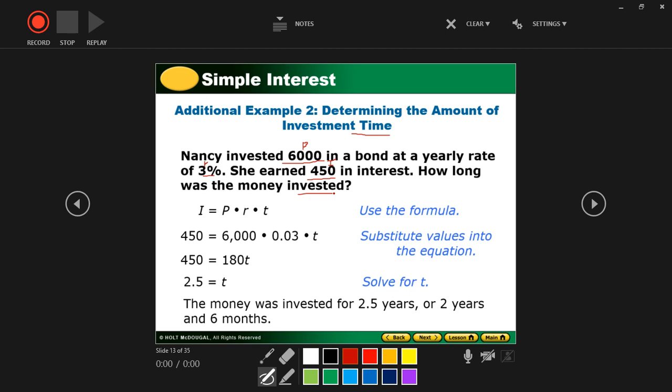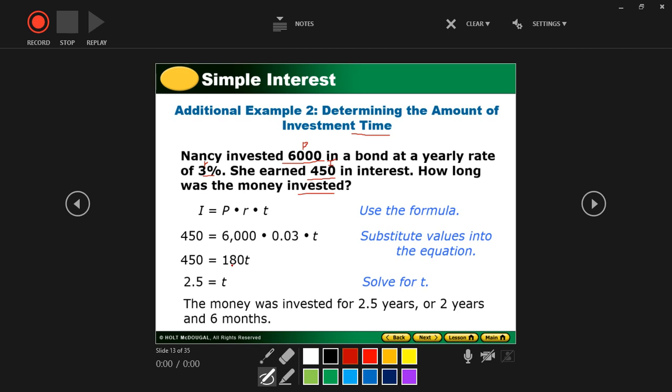So, same gihapon na formula ato ganiton. I equals P times R times T. Interest ang tubo, that is 450 pesos, no? Equals ang principal amount, that's 6,000, times ang rate of interest, 3%, converted to decimals, that's 0.03, times ang time nato, kay unknown pa man na siya, maumanay gipangita ta. All you have to do is to copy that. Next, bring down 450. Multiply 6,000 times 0.03 times t. That gives you 180 t.